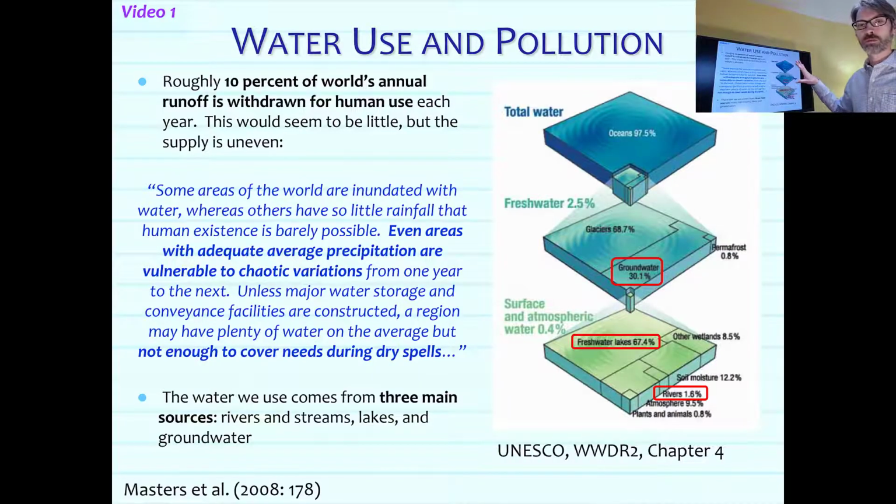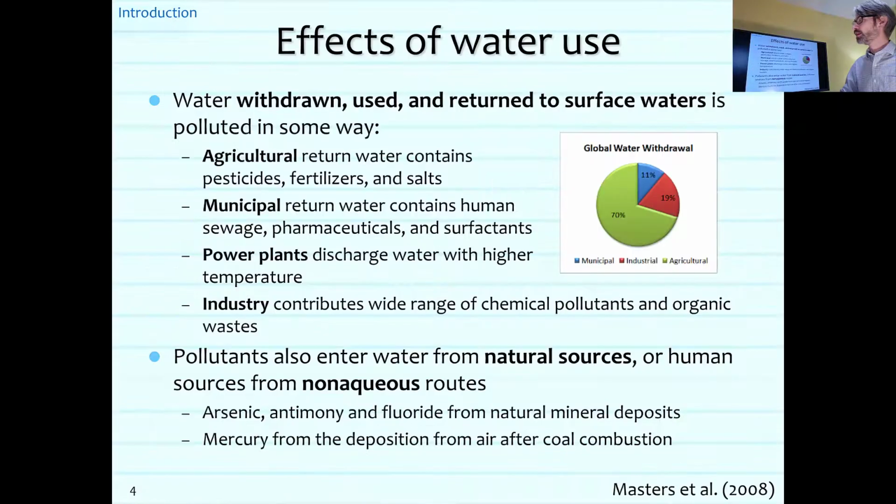Recall from much earlier this year, the water that we use comes from three main sources: rivers, lakes, and groundwater. There really isn't a great deal of water available on a global basis in rivers. There's somewhat more in freshwater lakes, but as we'll learn later on, that distribution is not where people typically are, and groundwater is more available in general. More importantly, once water is withdrawn, used, and returned to surface waters, it's polluted in some fashion.